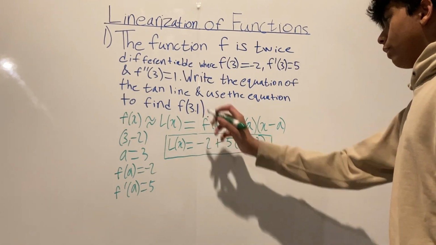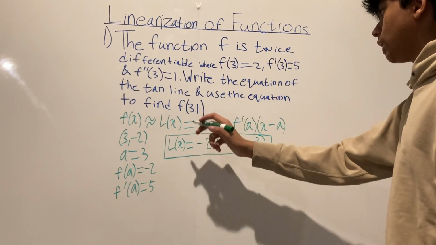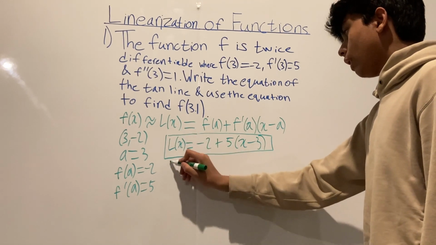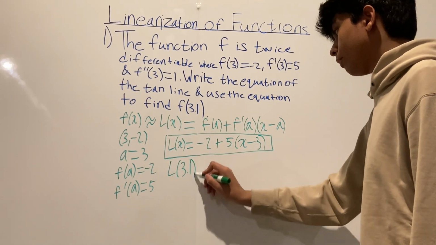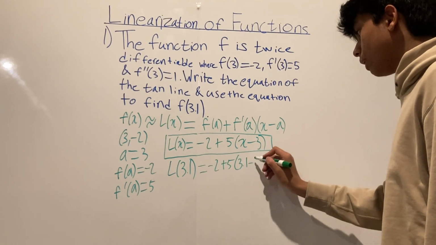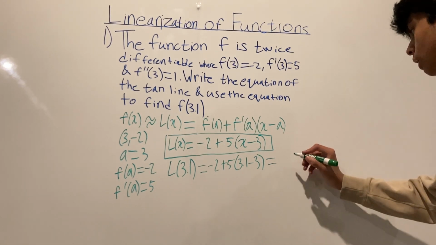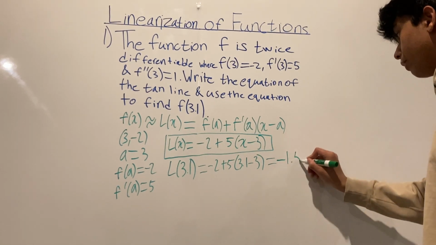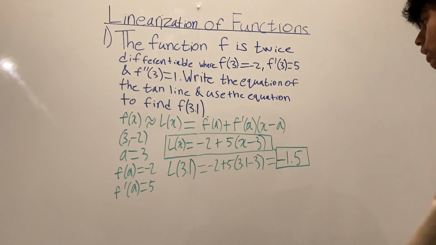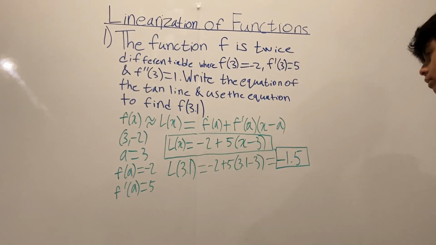So now let's find f of 3.1. Since they tell us to use the equation of our tangent line, which is this right here, we can use L of x. So L of 3.1 equals negative 2 plus 5 times 3.1 minus 3. And this is going to equal, if you plug this into your calculator, or if you just manually solve this, negative 1.5. So now we can say the linearization of f of x at a equals 3 is negative 1.5.